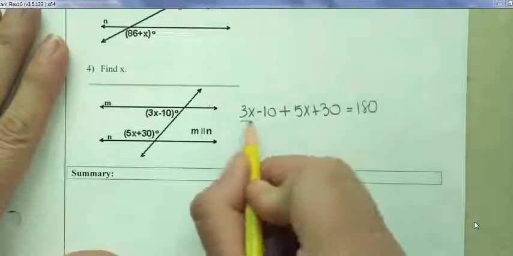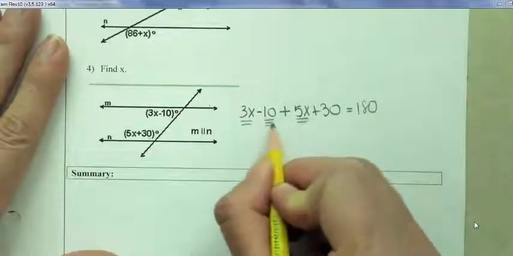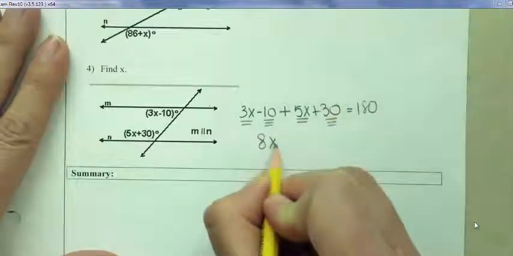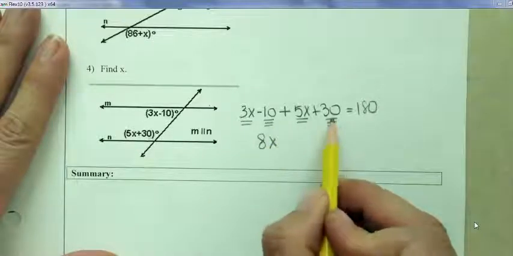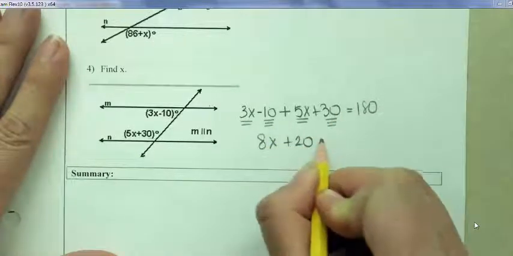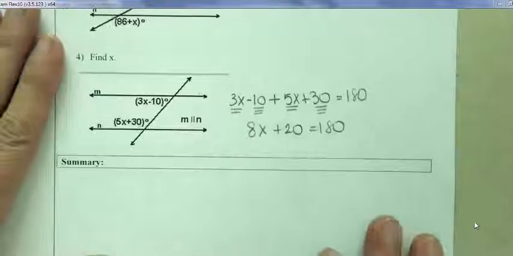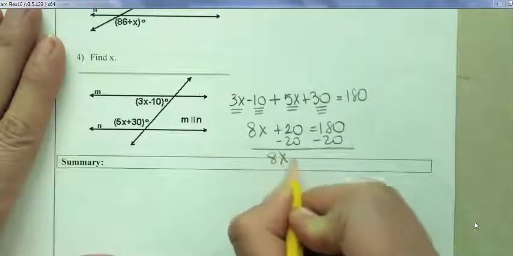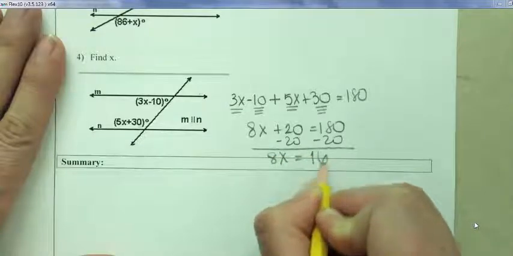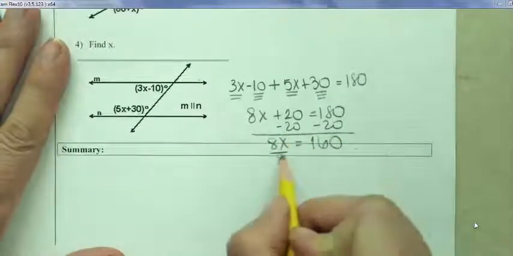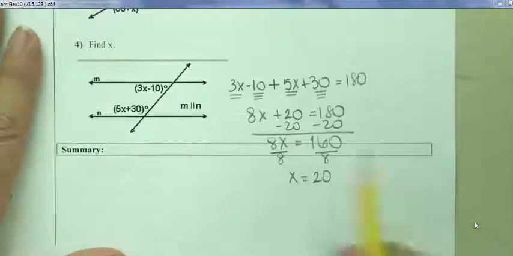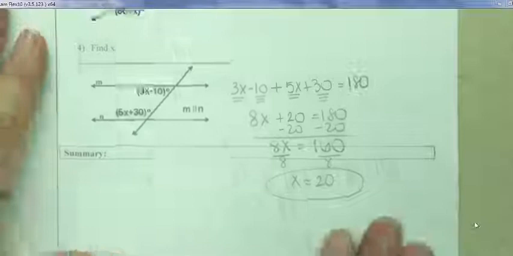Okay, so now I'll combine like terms. So 3x and 5x is 8x. Negative 10 and positive 30 is positive 20. Going through and solving for x, 8x equals 160 degrees. Divide both sides by 8. x equals 20. And it just said to find x. Cool. I'll let you guys go ahead and try 1 and 3.